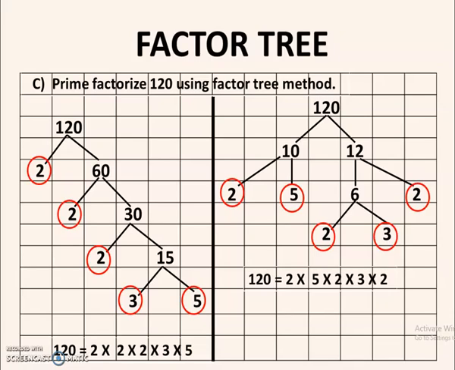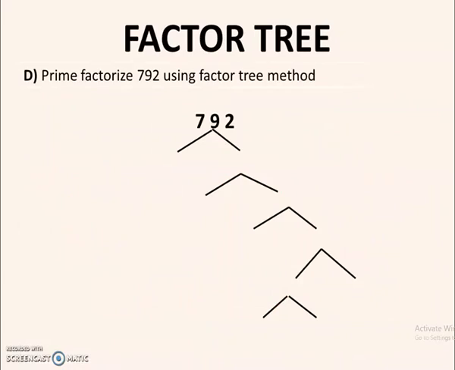I could have also taken 3 as a factor. I could have taken 4 as a factor. No problem. I could have taken 20 as a factor. Any manner you can do it, the end result will be the same. The only thing we have to keep in mind is that the factors should be prime at the end. Okay, let's see another example. Prime factorize 792 using the factor tree method.